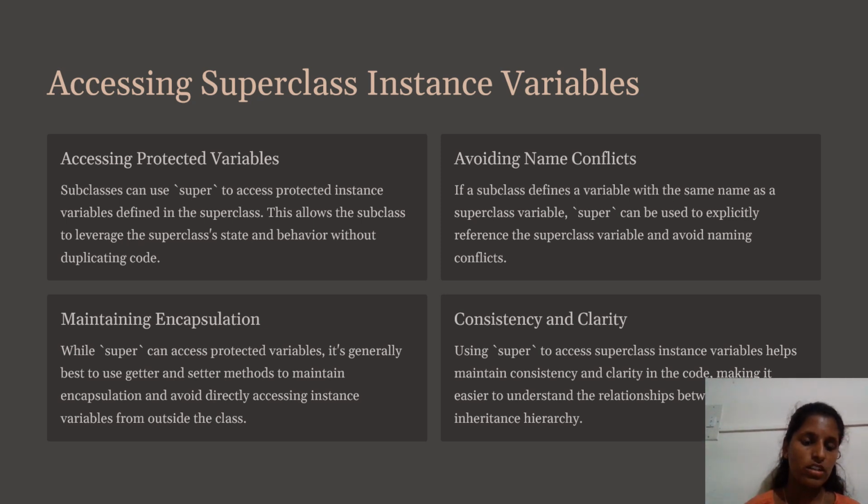Maintaining encapsulation. While super can access protected variables, it's generally best to use getter and setter methods to maintain encapsulation and avoid directly accessing instance variables from outside the class. Consistency and clarity. Using super to access superclass instance variables helps maintain consistency and clarity in the code, making it easy to understand the relationship between classes in the instance hierarchy.